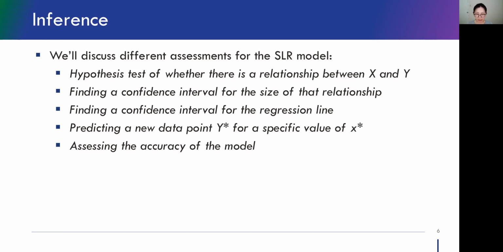In the inferences, we will discuss different assessments for the simple linear regression model. This means hypothesis testing of whether there is a relationship between x and y, and finding a confidence interval for the size of that relationship, which is basically for the slope of the linear relationship, and also finding a confidence interval for the regression line, so that's for the whole line. Then predicting a new data point y star for a specific value of x star with the linear relationship we fitted. In the end, we will assess the accuracy of the model with 2 different methods.